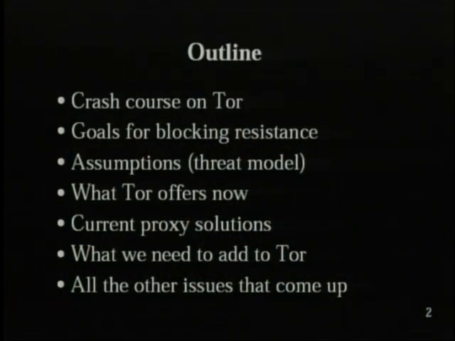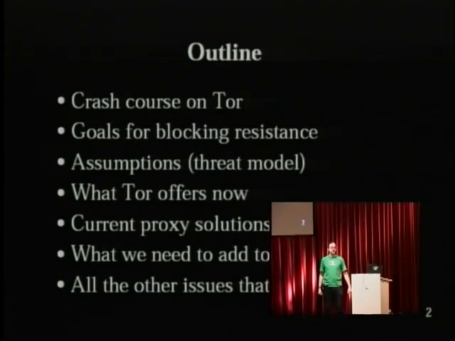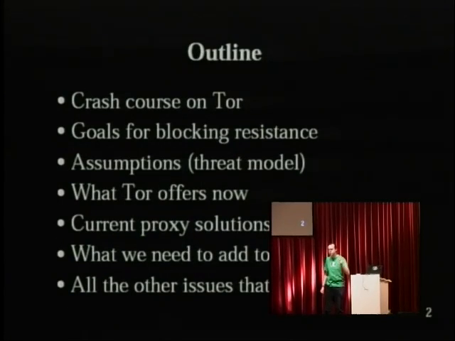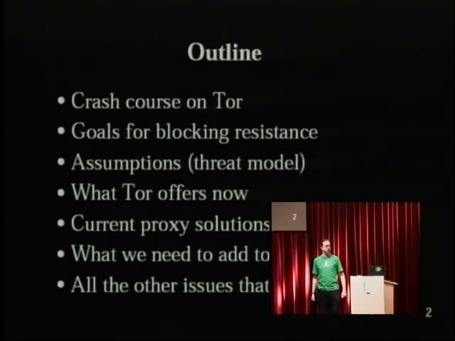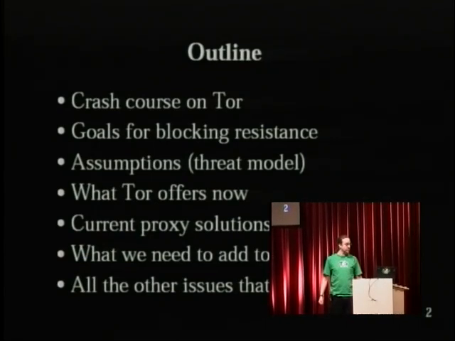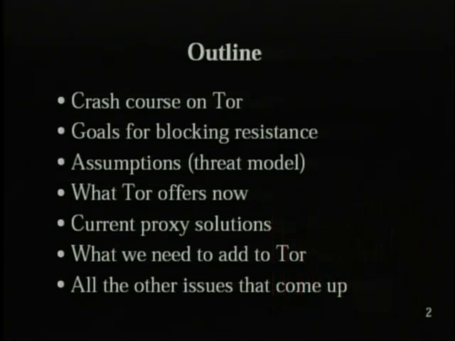So there are a lot of different things I want to talk about today. I'm going to try to give you a lot of different ideas, and hopefully they'll sink in over the next hour and over the next day, and hopefully some of you will come up to me tomorrow and say, I solved one of your problems. So I'll try to give you as many open problems as I can, and we'll go from there. So there are a lot of different things to talk about. I'll talk a little bit about the goals of what we're trying to do with blocking resistance and the assumptions and threat model that we have in mind, and what Tor offers now, what we need to fix, and all of the other problems that show up that we don't have good answers to yet.